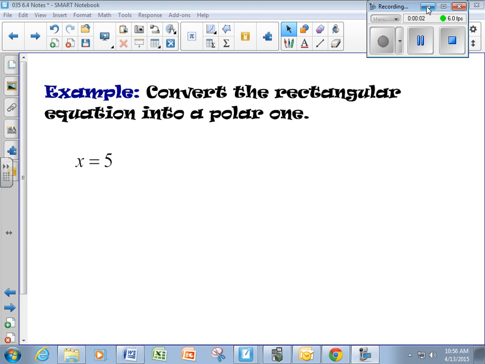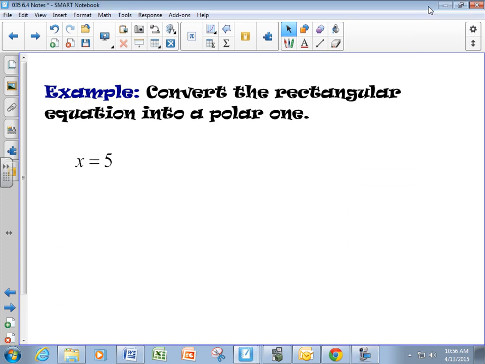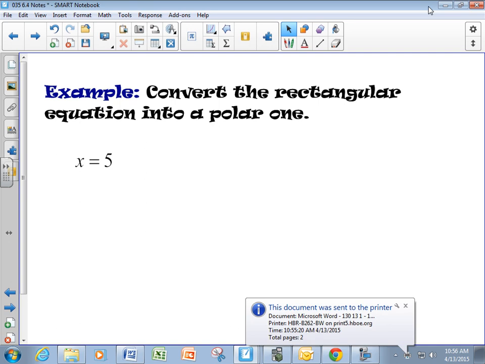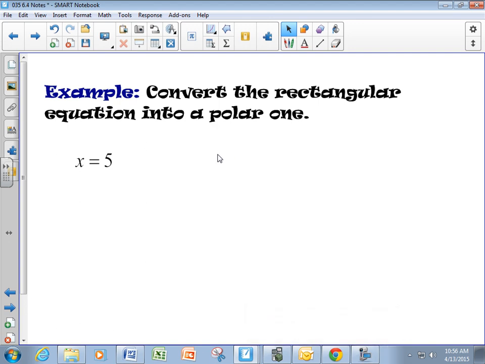In this video, we are going to take rectangular equations, which are xy equations, and we're going to convert them into polar equations, which will have r's and thetas. This will be similar to converting the coordinates, which we did earlier, and we're going to use the same conversion equations that we used before.